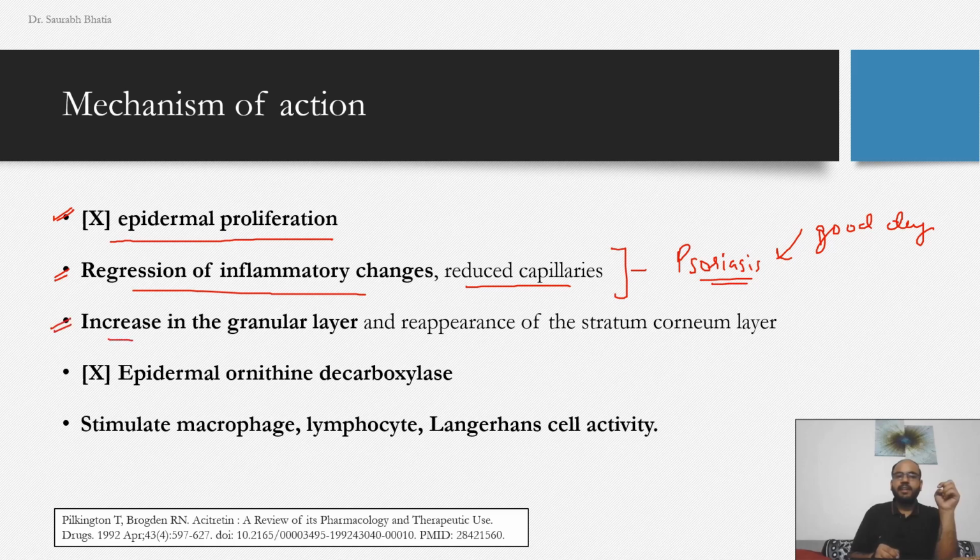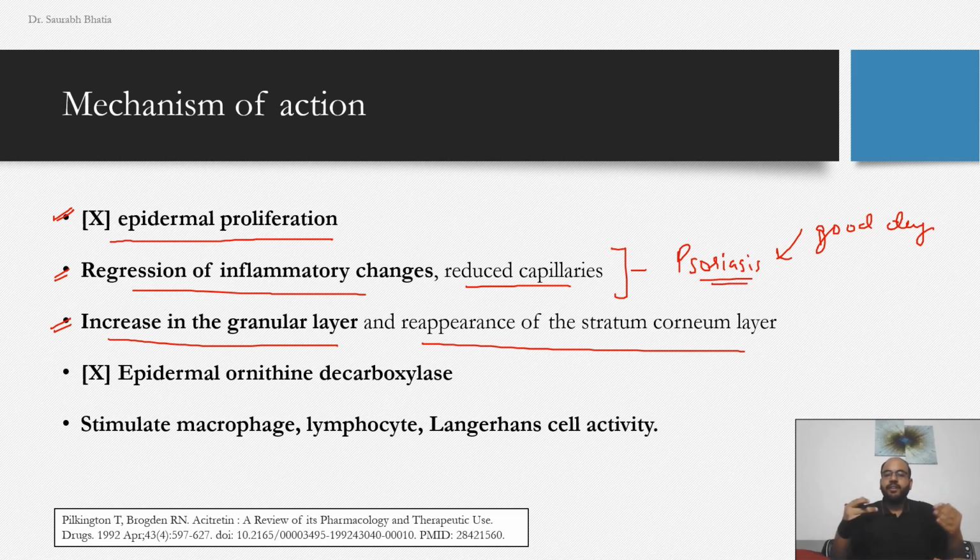There's also increase in granular layer and the reappearance of stratum corneum layer. So basically what acitretin is doing is that the formation of layers becomes proper when the patient is taking acitretin. Acitretin also inhibits epidermal ornithine decarboxylase. It's a very important enzyme for DNA synthesis, for basically synthesis of cell organelles. And when that is inhibited, the rapidly dividing cells are not able to divide that fast. So all the immune mediator cells like lymphocytes or neutrophils are not able to divide that fast.